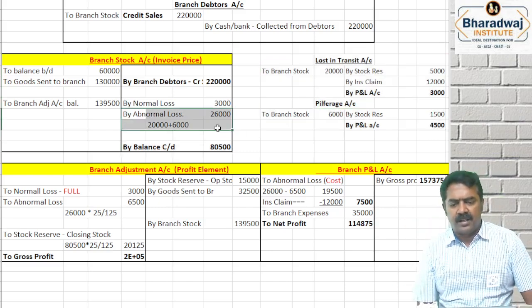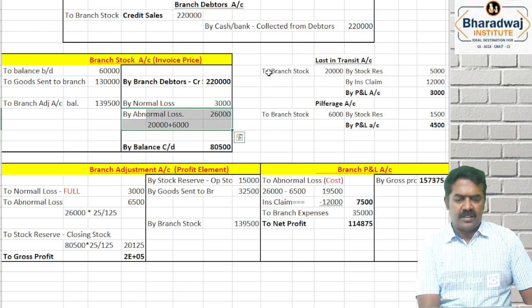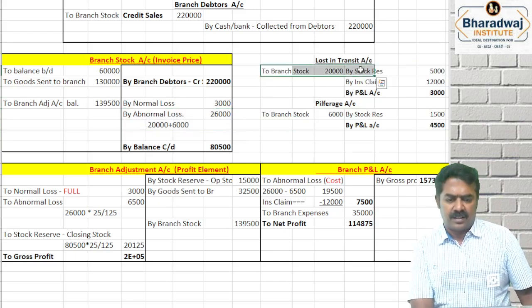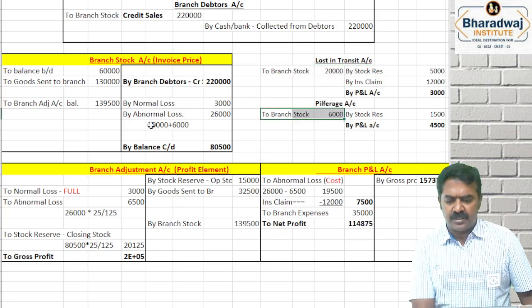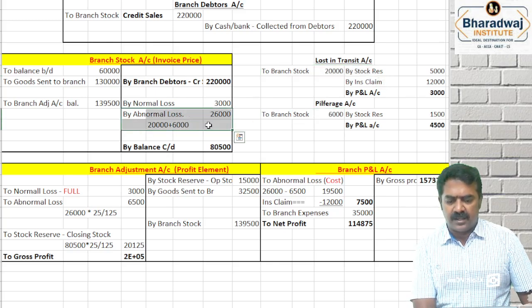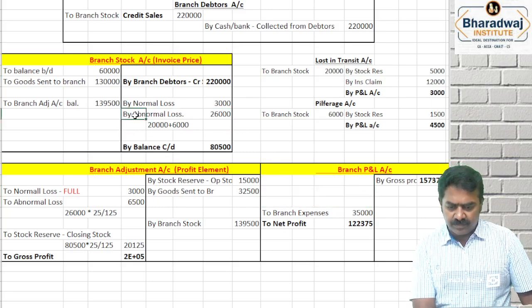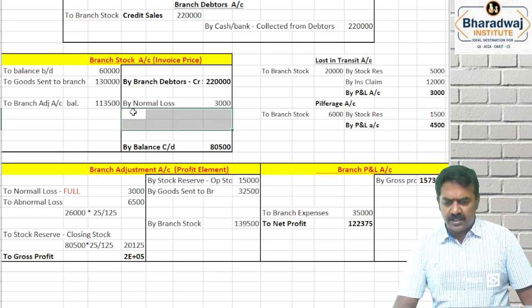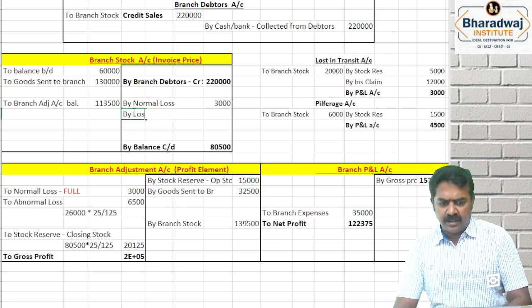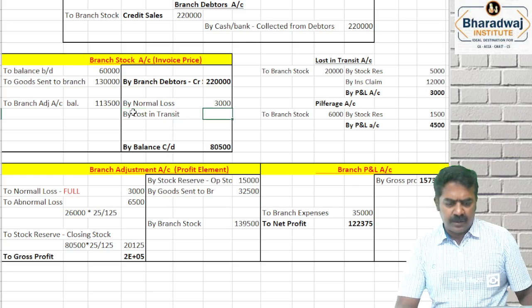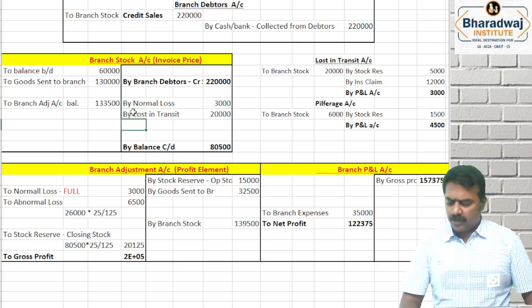Instead of by abnormal loss, what you can do is by loss in transit and by pilferage, 20,000 and 6,000, record separately. There's an alternative method of presenting the answer. Instead of by abnormal loss, by lost in transit, what is the value? 20,000. You can do it this way. It's okay.